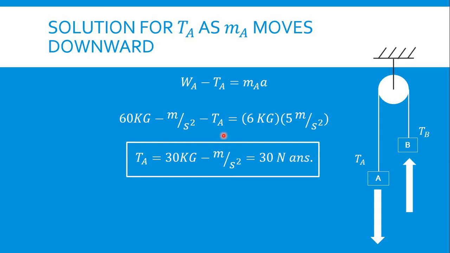Substituting the givens from the problem, or the answers from the previous findings, we get 60 kilogram meters per second squared minus tension A is equal to 6 kilograms multiplied by 5 meters per second squared. So tension A is equivalent to 30 kilogram meters per second squared, or 30 Newtons. So 30 Newtons is the final answer for tension A.